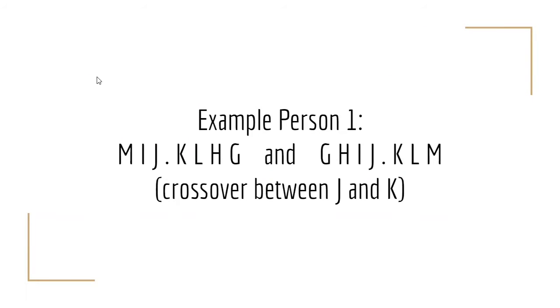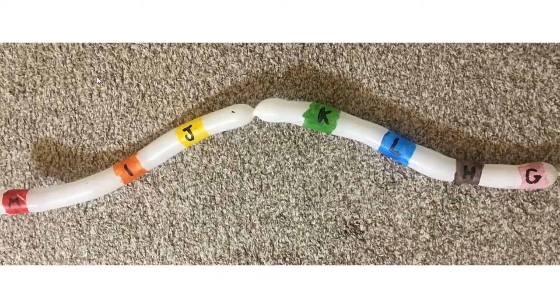MIJ.KLHG, remember a dot represents a centromere, and GHIJ.KLM, with a crossover between J and K. So, this is the first chromosome. Keep in mind that during normal meiosis, the chromosome will have 2 chromatids, but for demonstration purposes, I am using a balloon or chromosome with just 1 strand.